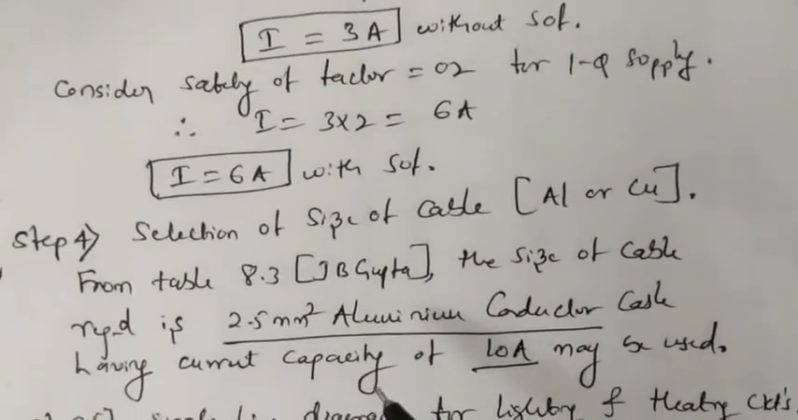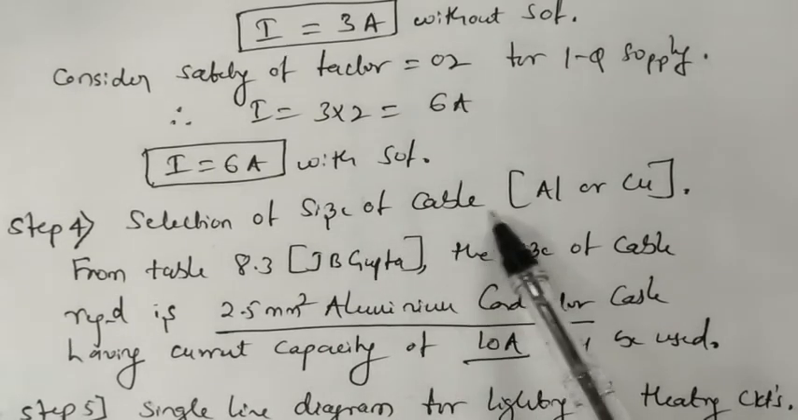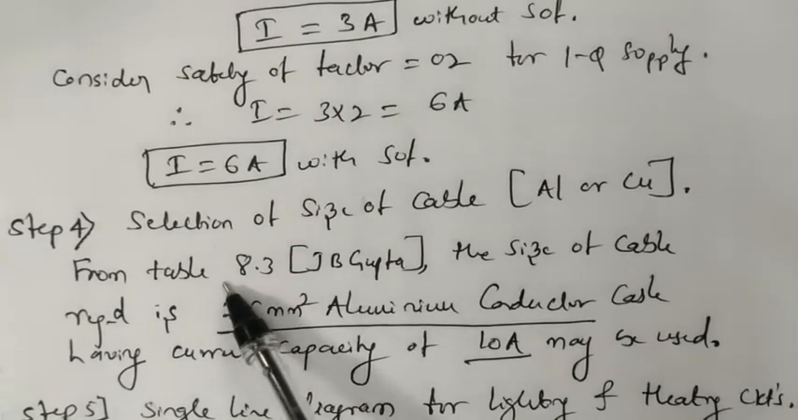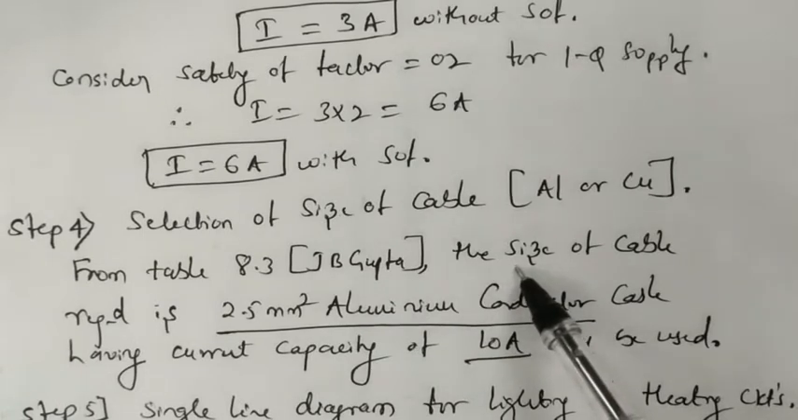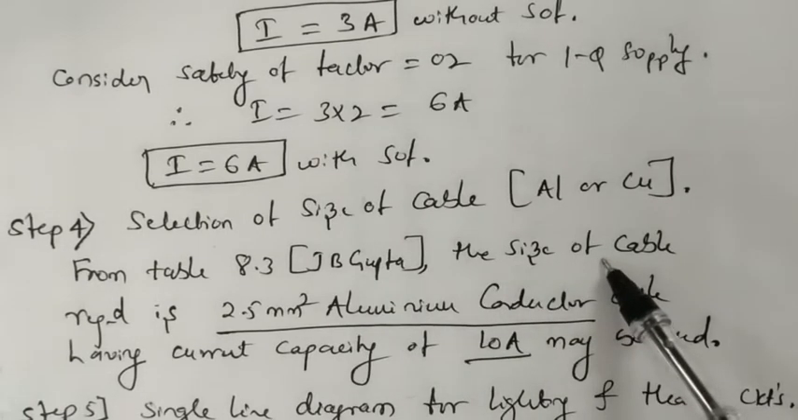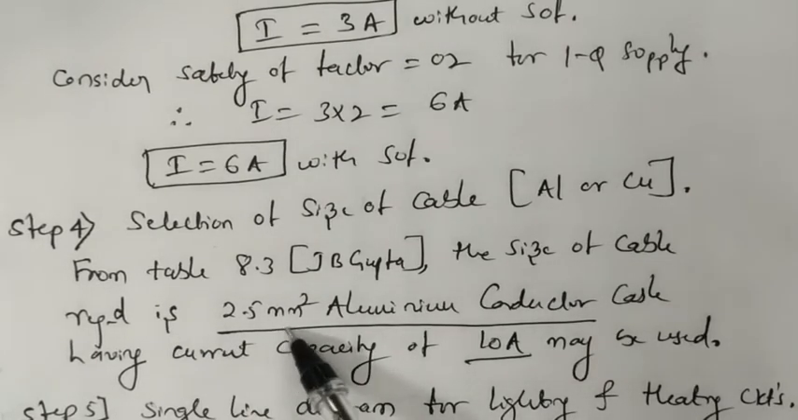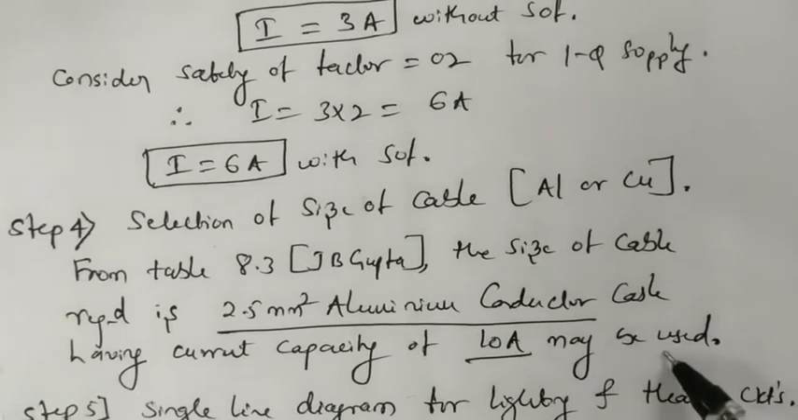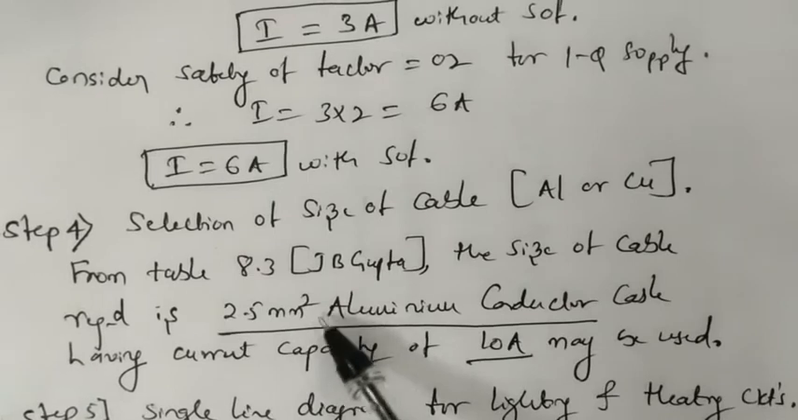The fourth step is the selection of the size of cable, aluminum or copper. I already told you that from table 8.3 of the textbook by J.B. Gupta, the chart is available. As per the chart, the size of the cable required is a 2.5 mm square aluminum conductor cable, which has a current carrying capacity of 10 ampere. That may be used for the building. For the wiring purpose, you can use this size of cable.